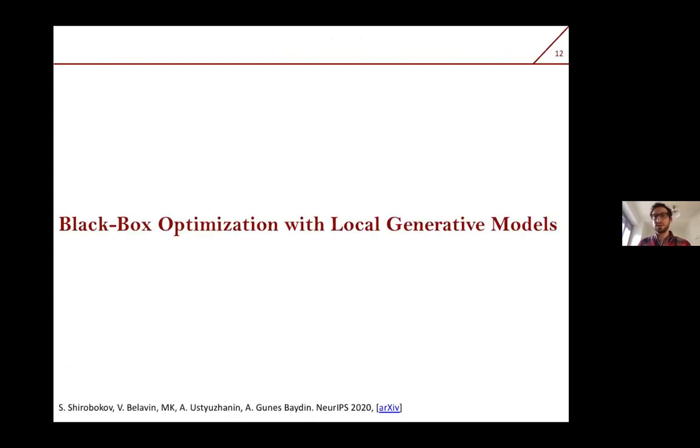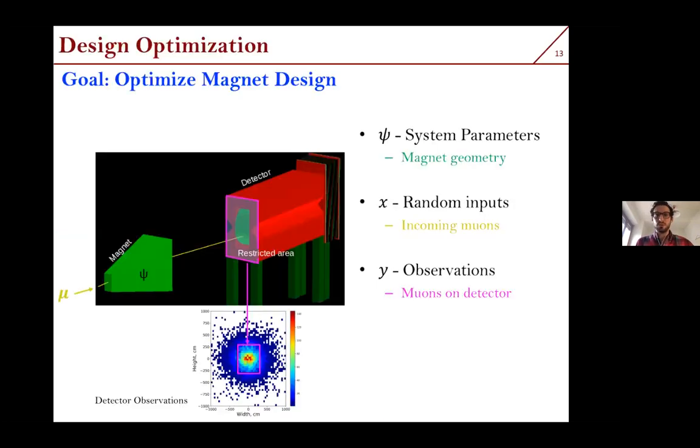So we can dive right into the first aspect, which is black box optimization or design optimization with what we call local generative models. To give you the problem setup, we can think about this in a physics setting. In this case, we have a magnet here in green that has some parameters. These parameters define the geometry of the magnet.